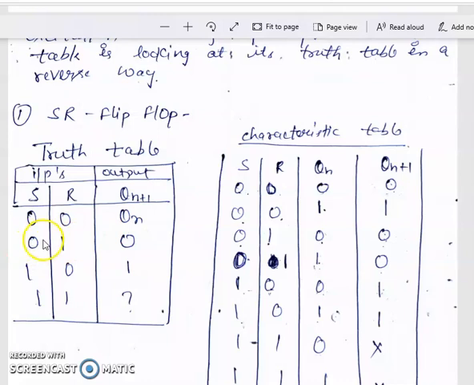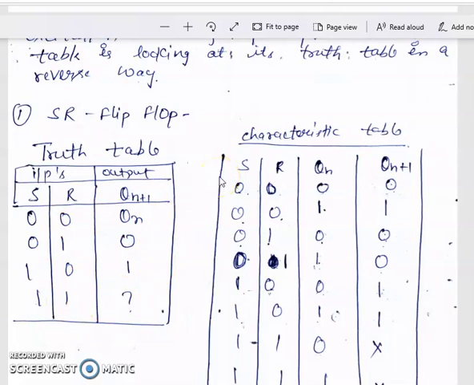When S equal to 0 and R equal to 1, the flip-flop is in reset condition. It means Qn plus 1, the output, will be reset, that is 0. In case of 1 0, set equal to 1, the flip-flop state is set, that is 1. And in case of 1 1, it is a forbidden or invalid condition for this flip-flop. Using the truth table, we design the characteristic table.